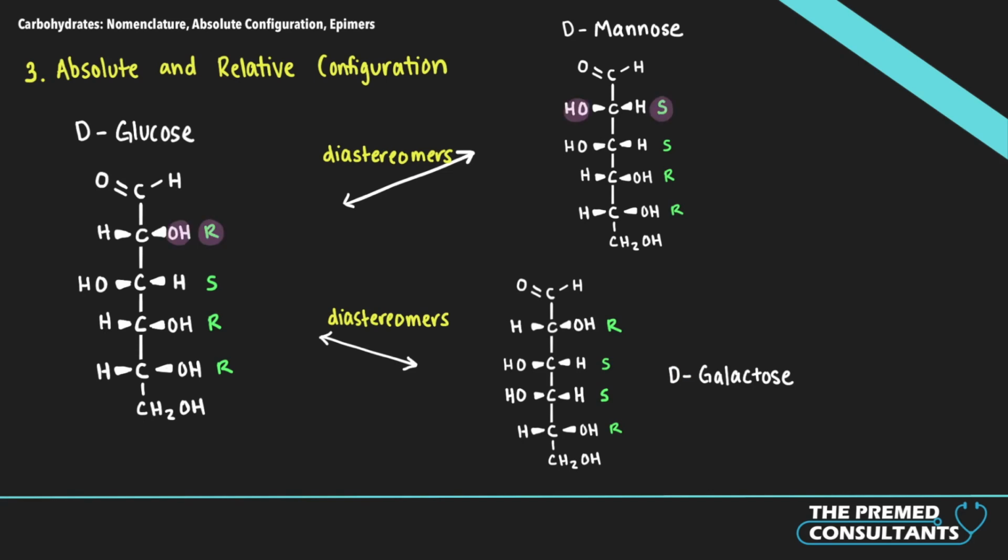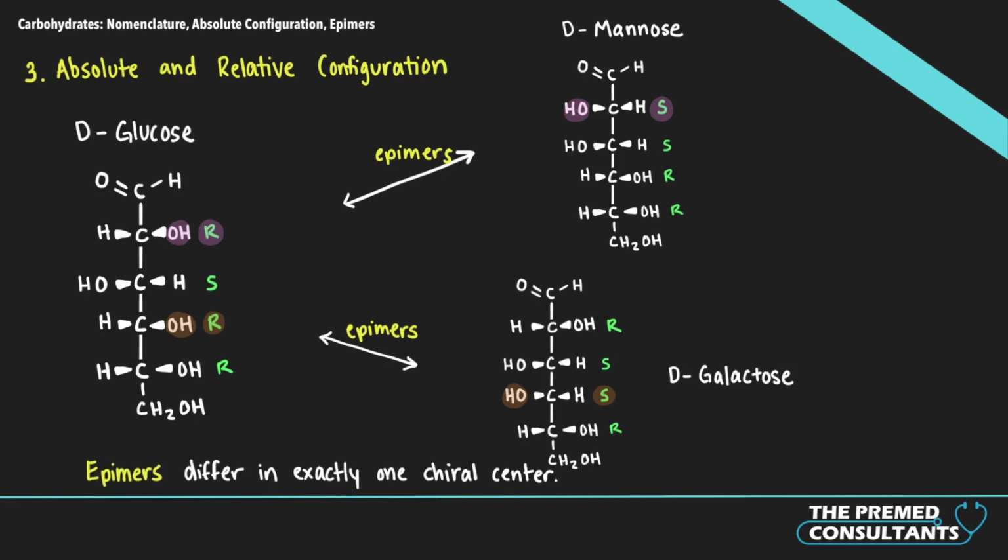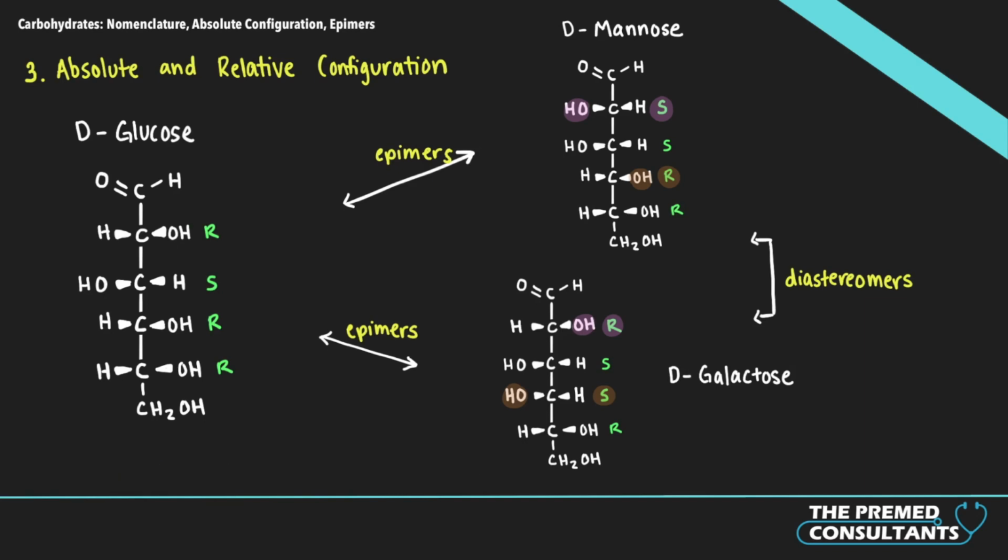The relationship between glucose and mannose, and glucose and galactose, are a more specific type of diastereomers, called epimers. Epimers are produced when just one chiral center changes. D-galactose and D-mannose are diastereomers, because more than one, but not all chiral centers have changed. In a future video, we will cover how these linear molecules cyclize.